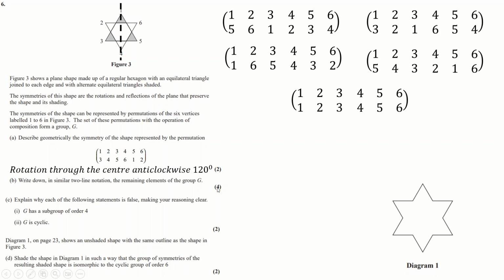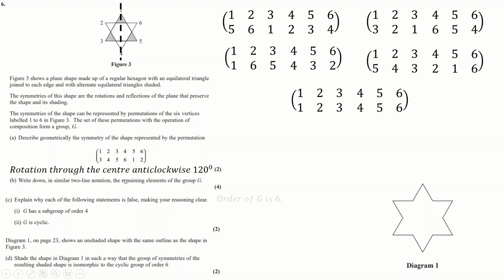I think if there were more, it'd probably be worth more marks. Is my logic in my head to say that I've got them all? But anyway, explain why each of the statements is false. G has a subgroup of order 4. Now G has 1, 2, 3, 4, 5, 6 elements in it, so it's order 6, right?